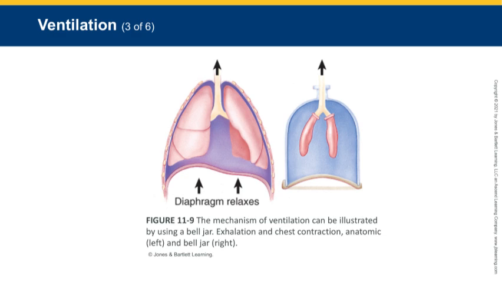Exhalation, unlike inhalation, is usually a passive process. When the diaphragm and intercostal muscles relax, the thoracic cavity decreases in size, creating positive pressure that forces air out of the lungs. This ensures that carbon dioxide is expelled from the body.